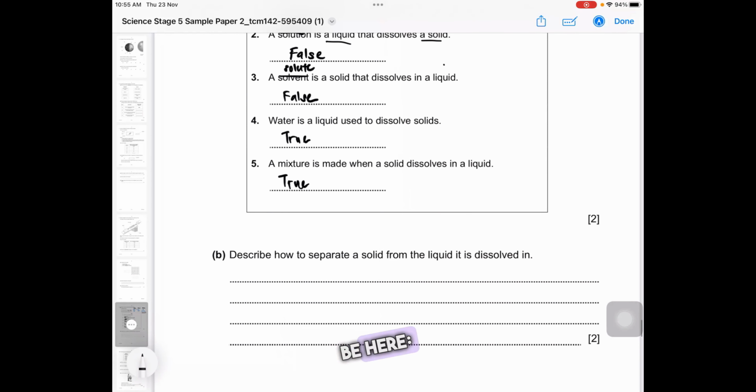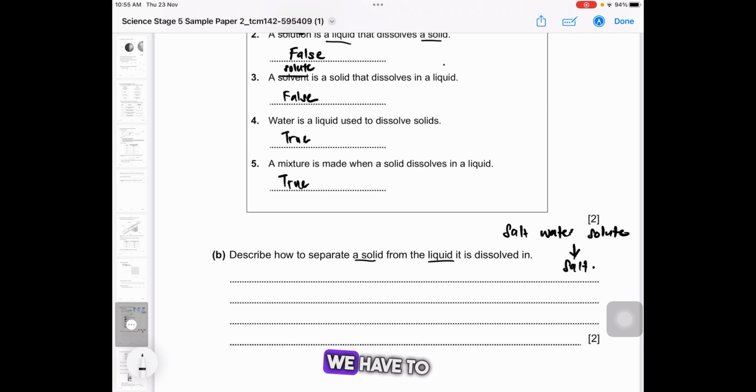Okay, question B here. Describe how to separate a solid from the liquid it is dissolved in. So first, if it is a salt water solution, how to separate the salt from salt water? We have to heat the liquid. So what happens when you heat the liquid? Most of the liquid evaporates.